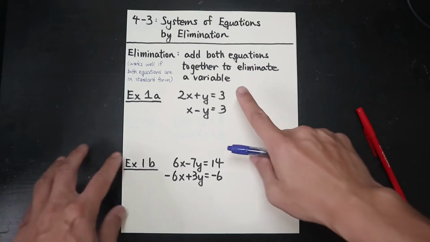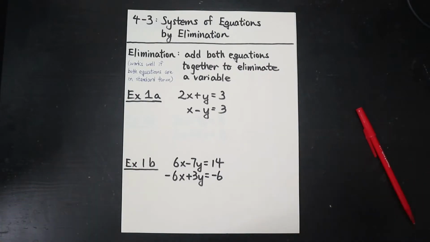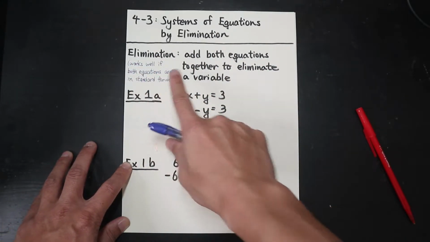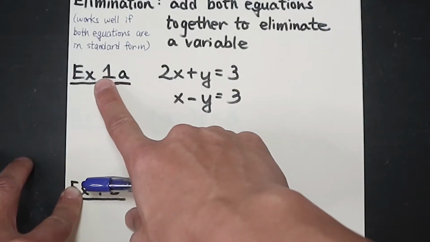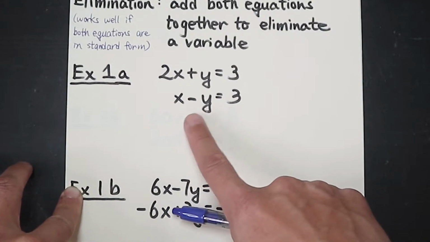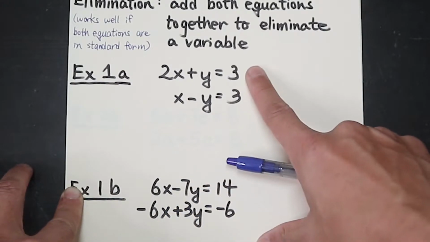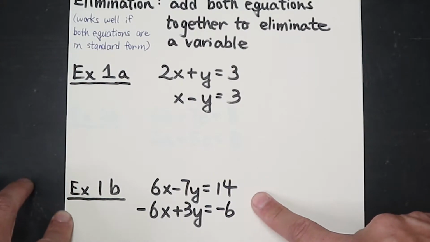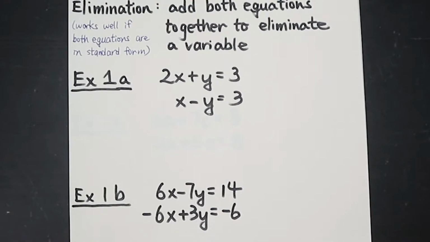But as we are continuing with these examples, then you know the process of elimination. And elimination works well if both equations are in standard form. So if you look at example 1a, I see that x and y are together on the first equation and x and y are together on the second equation. So these two equations are both in standard form, just like example 1b as well. So let's take a look at example 1a, right?